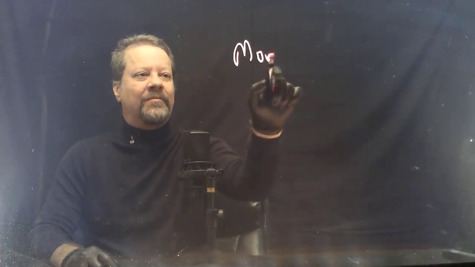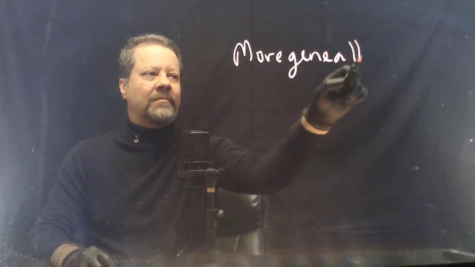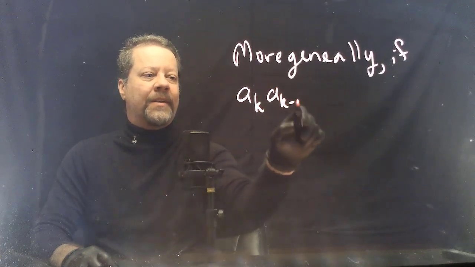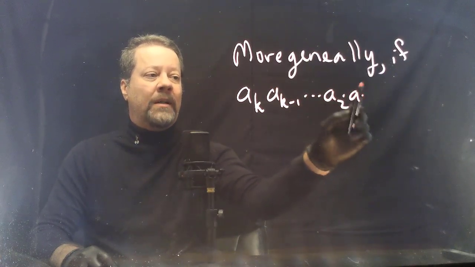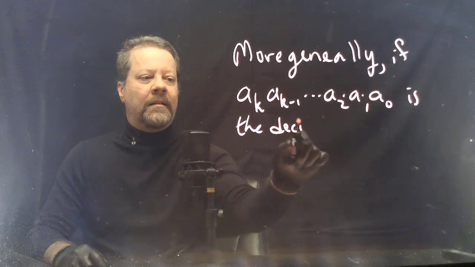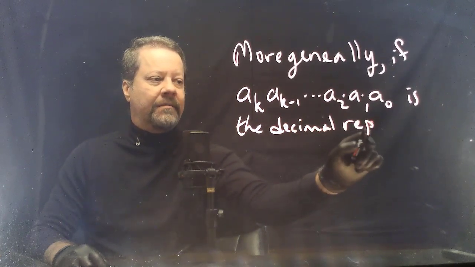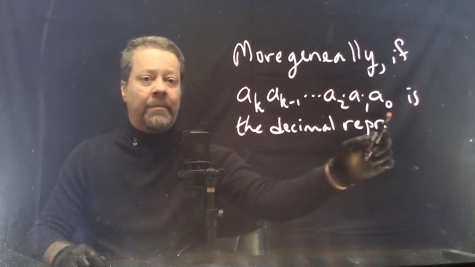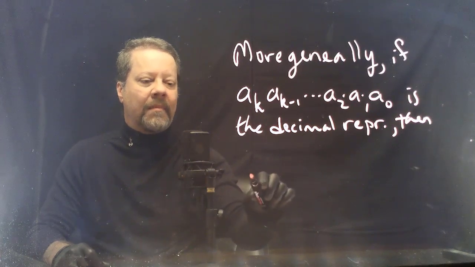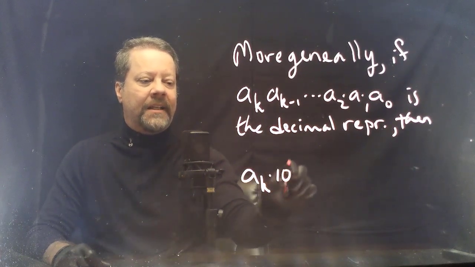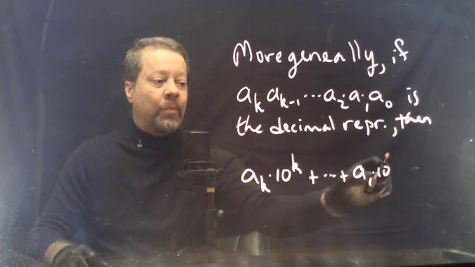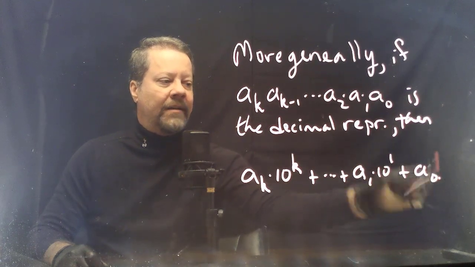More generally, if a_{k-1}, ..., a2, a1, a0 is the decimal representation of a number, then we can rewrite this as a_k times 10 to the k plus, well, we have a1 times 10 to the 1 plus a0.